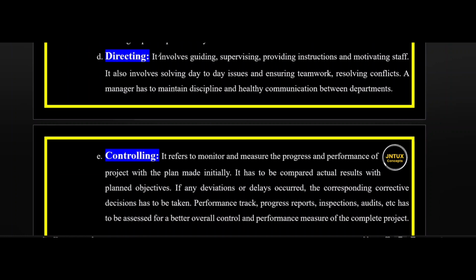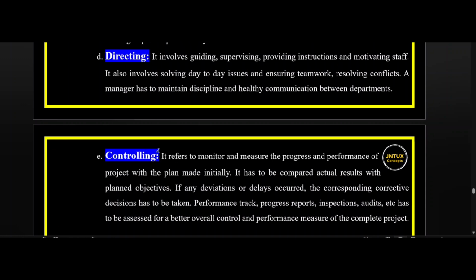The last management function is controlling. It refers to monitoring and measuring the progress and performance of the project against the plan made initially. Actual results have to be compared with the planned objectives. If any deviations or delays occur, then the corresponding corrective decisions have to be taken. Performance tracking, progress reports, inspections, audits, etc. have to be assessed for better overall control and performance measurement of the complete project.